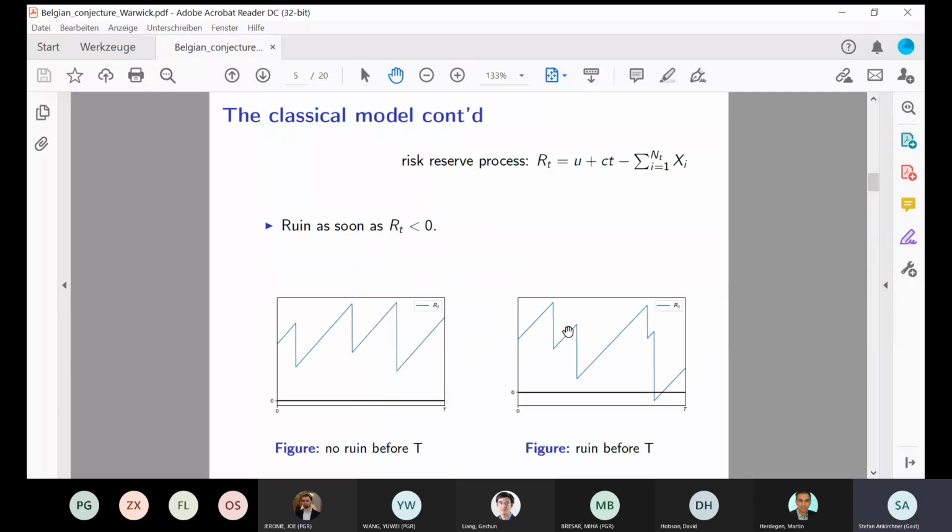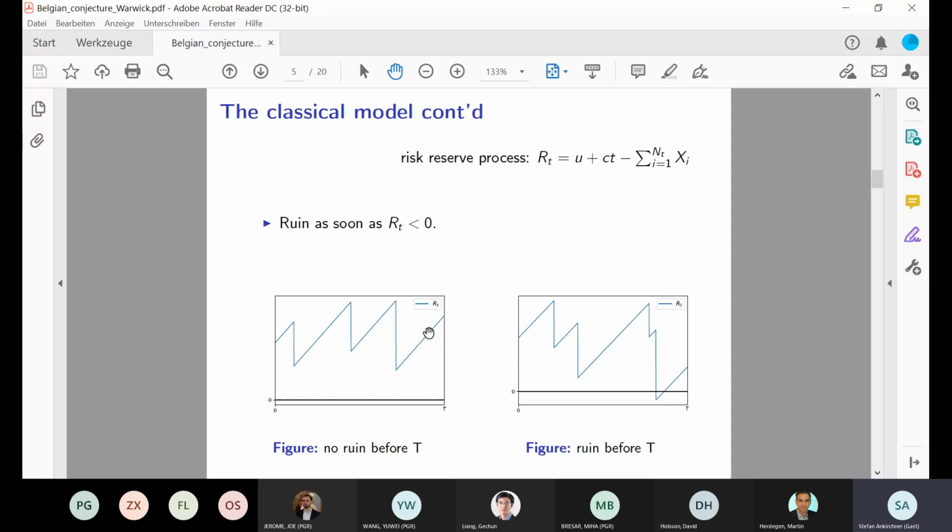Now, the crucial object of interest in ruin theory is the so-called ruin probability. This is nothing else but the probability for the risk reserve process to hit 0. We see here two realizations of the risk reserve process. In the first realization, the process stays always above 0 until capital T, so there is no ruin before capital T. In this scenario, the process hits 0 here, so we have a ruin before capital T.